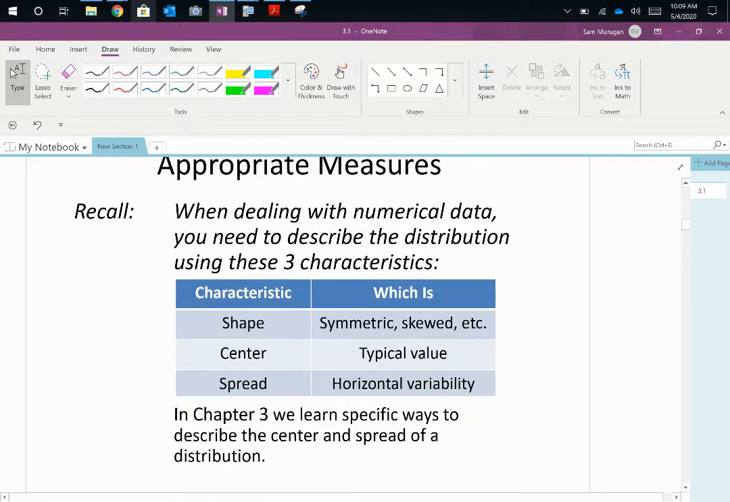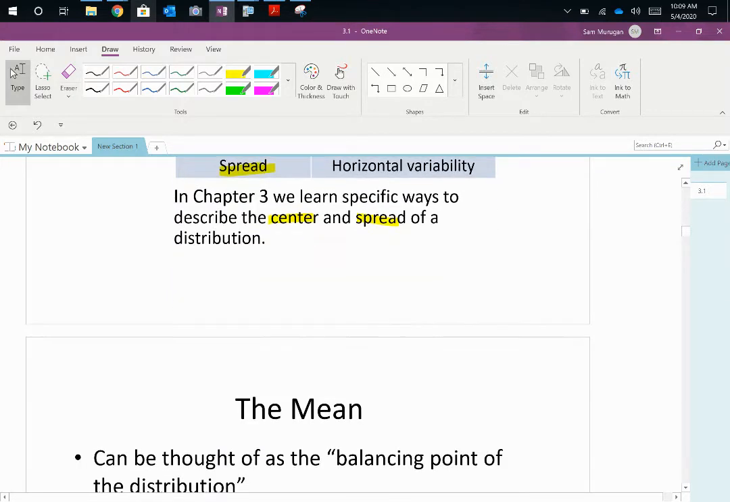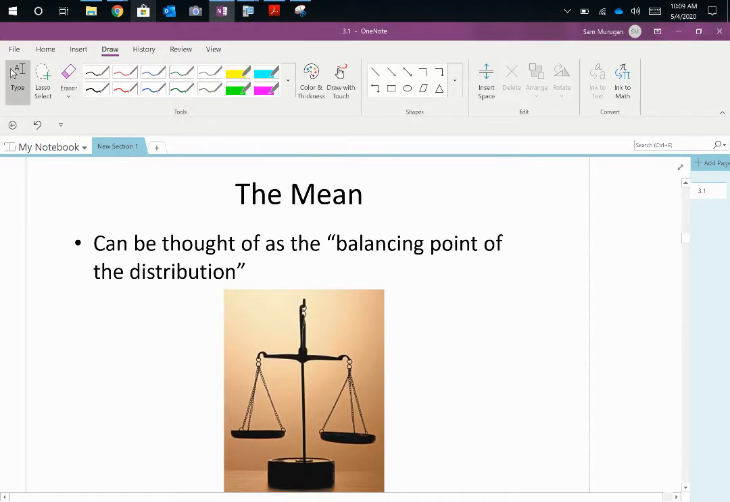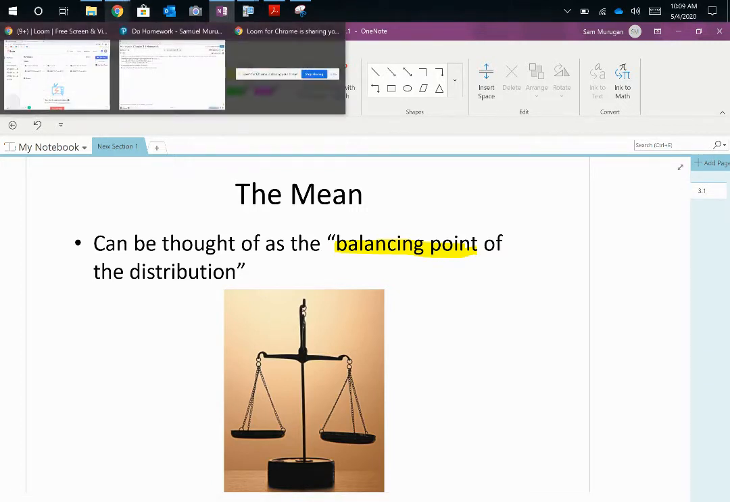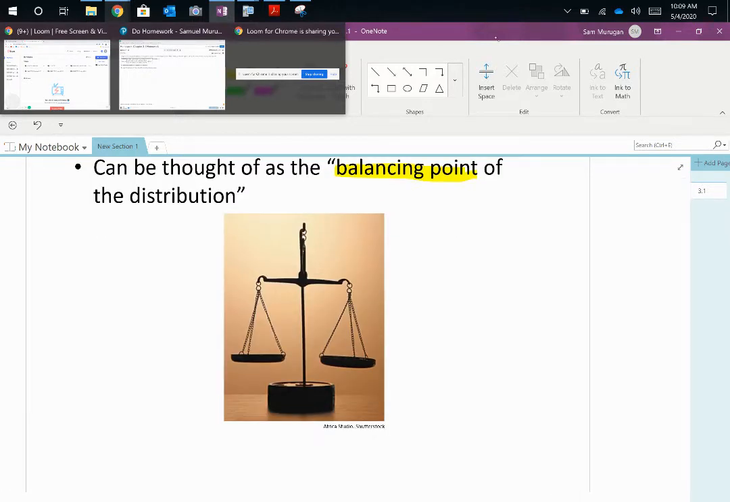Now recall that when dealing with numerical data, you need to describe the distribution using the three characteristics. We spent a lot of time on that in Chapter 2, which is shape, center, and spread. In Chapter 3, we will learn to describe the center and the spread, not so much the shape. We're going to assume that the shape is symmetrical. The mean can be thought of as the balancing point of the distribution. The things that I'm highlighting here are the ones that you're likely to see as definitions in your homework. So pay attention to those, okay?